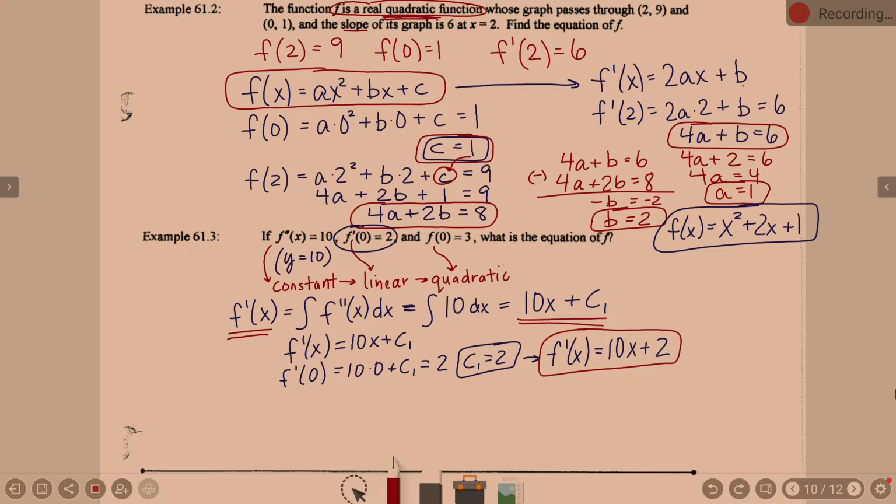So this time, f of x is going to be the integral of f prime of x dx. I don't like writing on that side. I'm blocking more of the view anyway. So f of x is the integral of the derivative. What is our derivative? 10x plus 2, times dx.